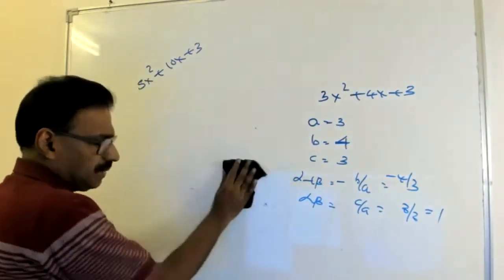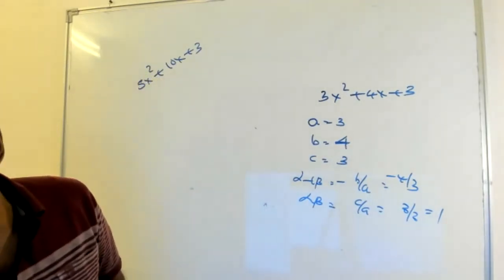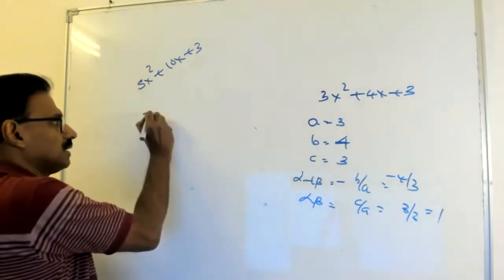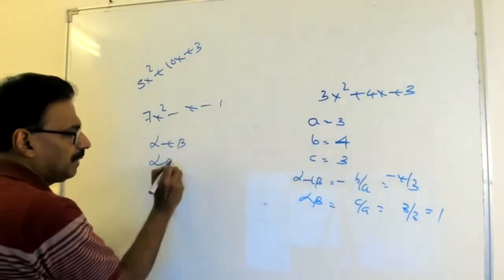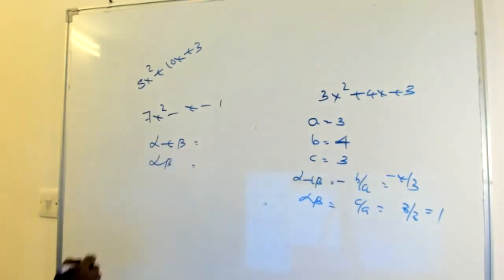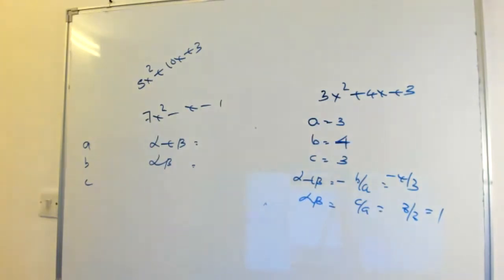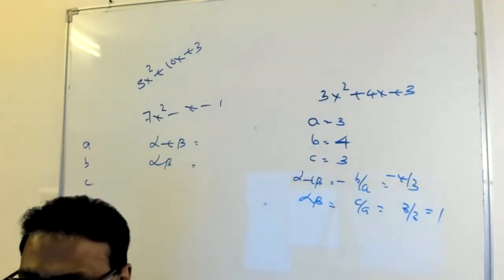One more question. Varshini, I hope you checked the notes, right? Yes, sir. Answer this question: 7x square minus x minus 1. What is alpha plus beta? What is alpha beta? Tell me, what are a, b, c? A is 7, b is minus 1, and c is minus 1. Then alpha plus beta is 1 by 7, and alpha beta is minus 1 by 7.